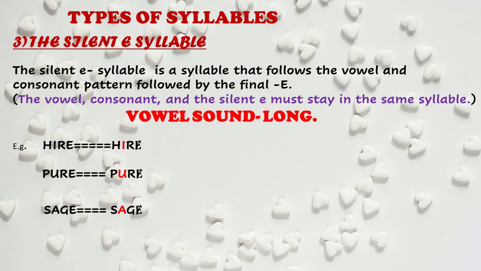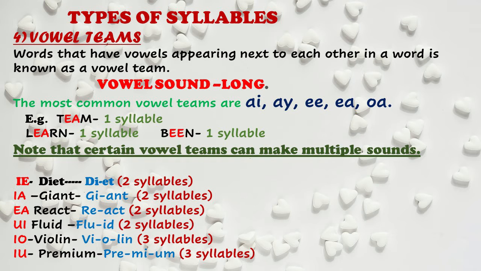The next type is when you have two vowels that appear next to each other, and this is known as a vowel team, and when this happens, we count them as just one syllable. Let us look at the following words: team, learn, bean. When you have two vowels next to each other, most of the time the first vowel sound becomes a dominant one and is considered as a long vowel sound, as in the word team, where you hardly get to hear the A sound and the E sound is a long drawn one.